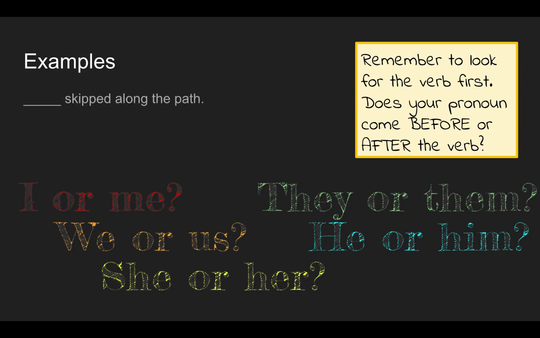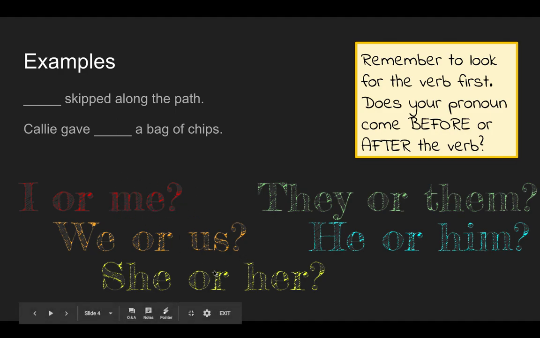So, blank skipped along the path. Right here I can see the word skipped is my verb. Since the blank comes before my verb, that means I'm going to be using a subject pronoun. So I could use I skipped, we skipped, she skipped, they skipped, or he skipped. All of those would work. Now in this sentence, Callie gave blank a bag of chips. You'll see that this blank comes after the verb. That means I cannot use a subject pronoun. This time I'm going to have to use an object pronoun. So I can use Callie gave me a bag of chips, Callie gave us, Callie gave her, Callie gave them, Callie gave him a bag of chips. All of those would work.